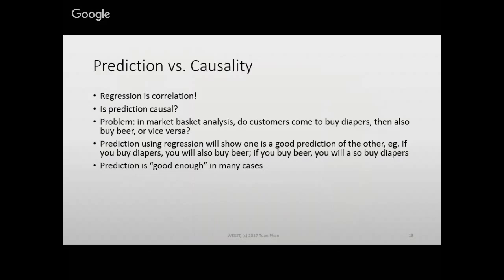For the retailer, they say, well, what if I promote one? Will it get the fathers to come in to buy the other? Then what is the intervention I should do? Should I promote beer or should I promote diapers? That's not so clear from our regression models.